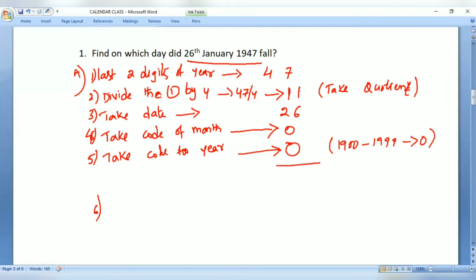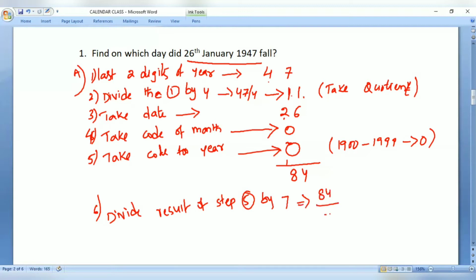Now add all these values. 7 plus 1, 8 plus 6, 14, and then 1 carry here. 4 plus 1, 5 plus 2, 7 plus 1, that is 84. Now divide the result of step 5 by 7. That means 84 divided by 7, that becomes 12. So 7 ones are 7, 7 twos are 14, and the remainder is 0. Okay, so here the remainder is 0.